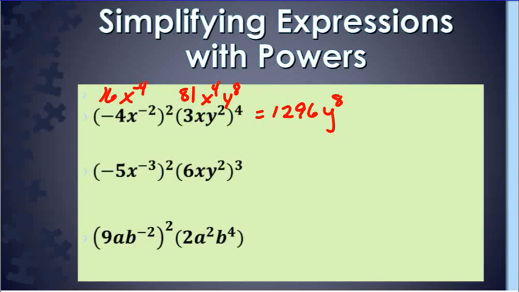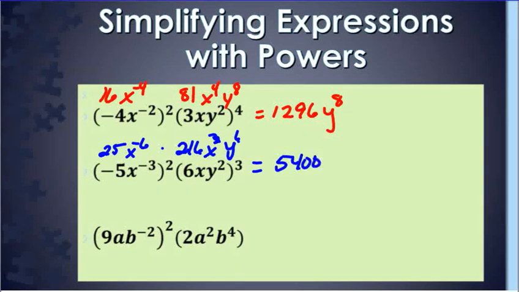Next one, negative 5 squared is 25. X to the negative 6th times 6 cubed is 216. X squared, or no, x cubed, y to the 6th. So 216 times 25 gives us 5,400. X to the negative 6th times x to the 3rd. You add them, that gives you x to the negative 3rd. So I'm going to put x cubed on the denominator to make it positive. And then I have y to the 6th on the top.